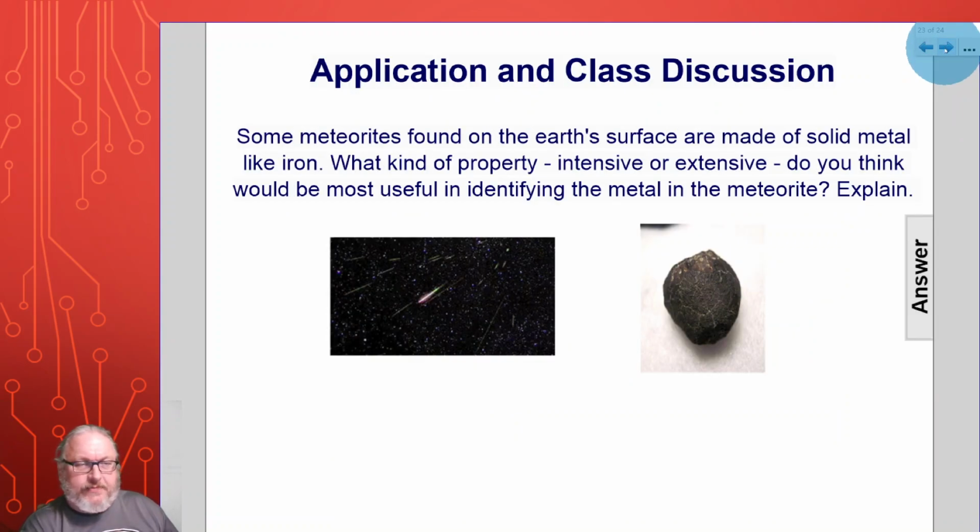So we'll talk about this in class. Some meteorites found on the Earth's surface are made of solid metal like iron. So what kind of property, intensive or extensive, do you think would be most useful in identifying the metal in the meteorite? Think about that.